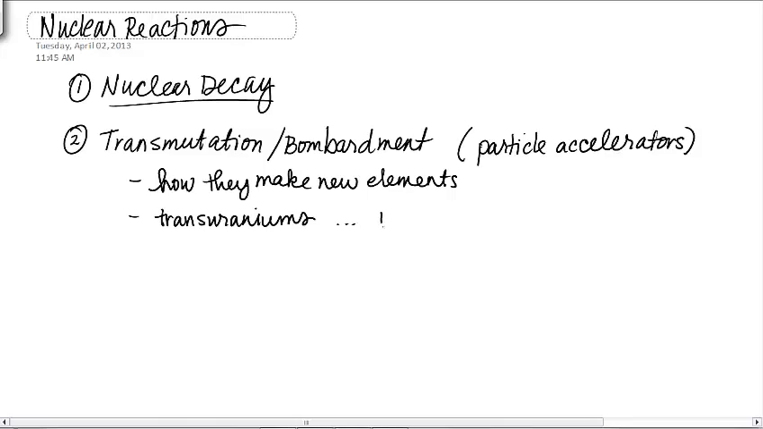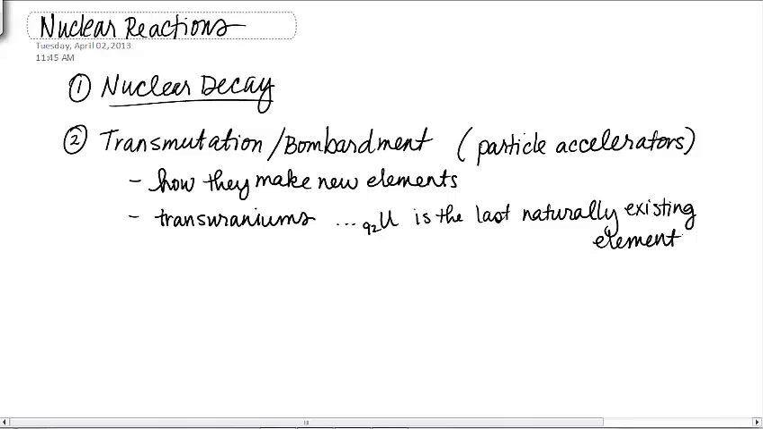Because uranium is the last naturally existing element, which is atomic number 92. And if you look at the periodic table, there's certainly more elements than atomic number 92, but all the rest are man-made. So if you grab your periodic table, take a look. I mean, there's plenty of them that have been man-made through the periodic table.